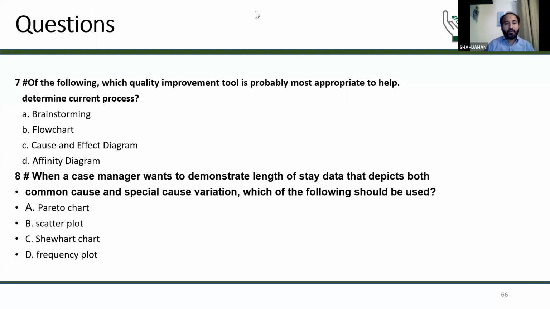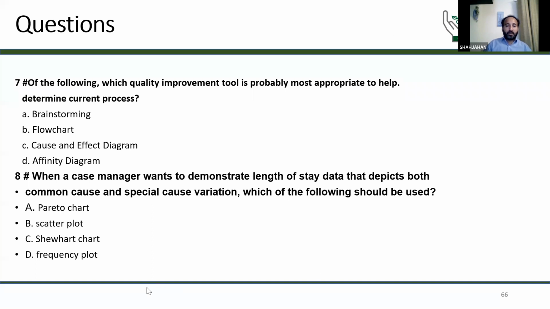Question 7: of the following, which quality improvement tool is probably most appropriate to help determine the current process? We have answers B. Yes, correct. The answer is B, because as we discussed, whenever any problem happens and we want to know the root cause, first of all, we should check the current process, and the current process is shown by the flow chart.